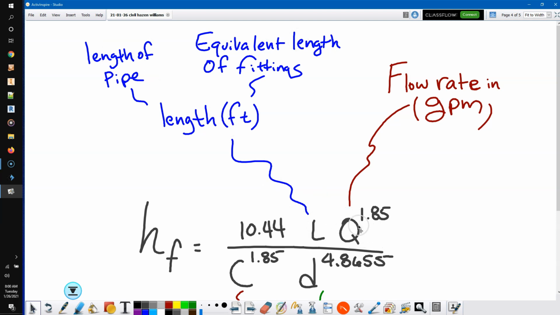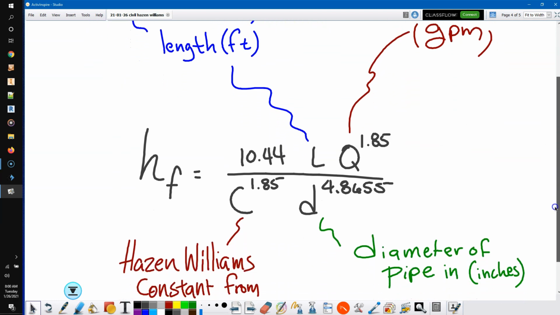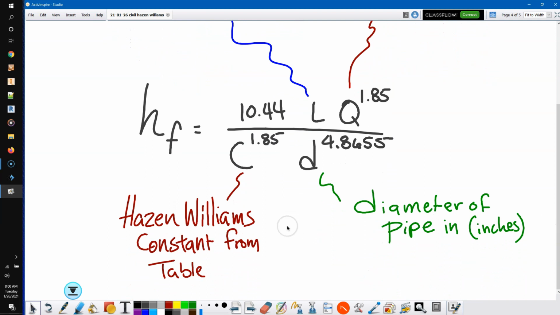Q is the rate of water flow. We'll be doing some other formulas with Q later, but it's measured in gallons per minute. And usually that's just given to you, how many gallons per minute are flowing through your system. C is the Hazen-Williams constant, and there's a table. You need to know the material that the pipes are made out of and if they're new or old. And so that's really the two questions you have to answer to find the right value.